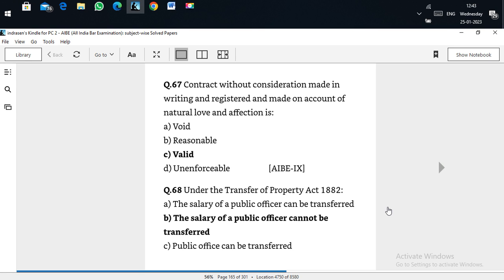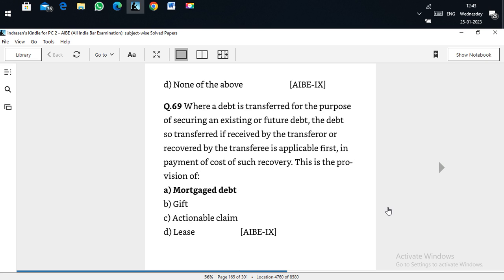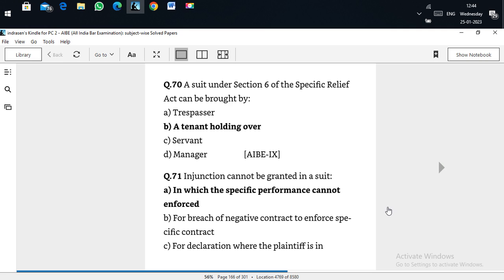A contract without consideration made in writing, registered, and made on account of natural love and affection is valid. In natural love and affection, consideration is not an issue. Under the Transfer of Property Act 1882, the salary of a public officer cannot be transferred. Where a debt is transferred for the purpose of securing an existing or a future debt, the debt so transferred, if received by the transferor or recovered by the transferee, is applicable first in payment of the cost of such recovery. This is a provision on a mortgage debt.